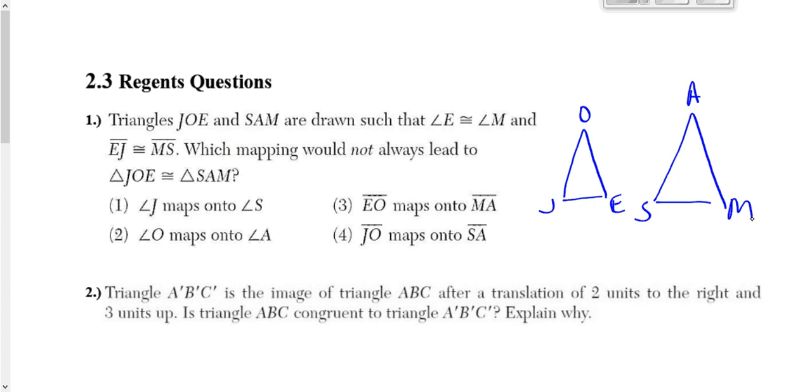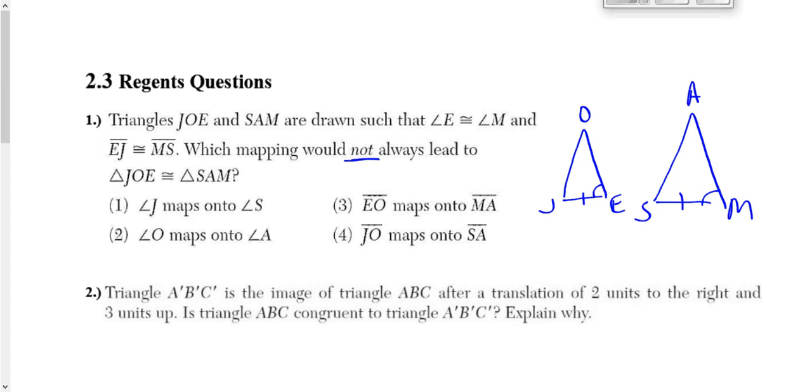So E and M, I'm going to mark those guys congruent, and then EJ and MS. EJ and MS are congruent. I would highly recommend doing that, and that'll help you. All right, what do you think?